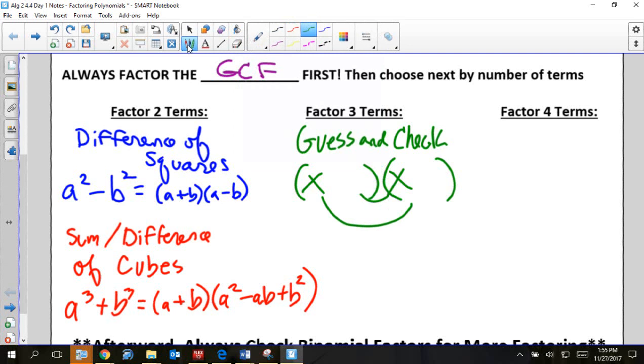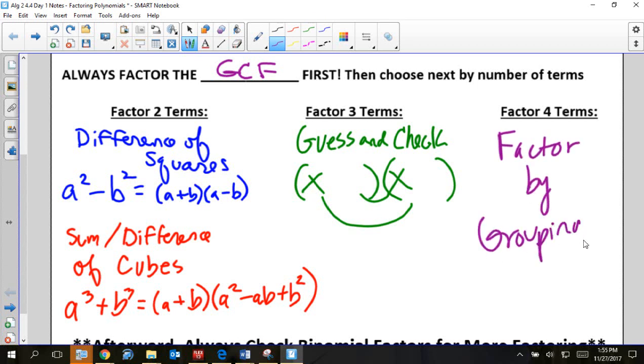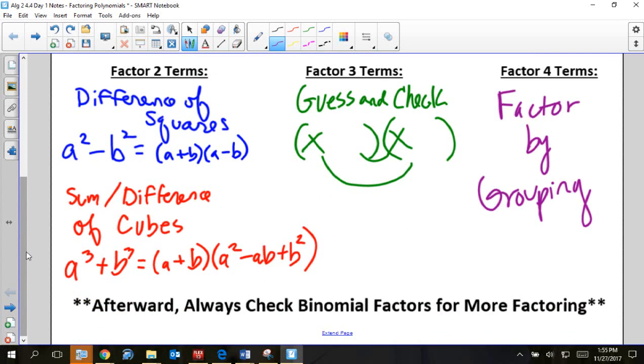Does anybody remember anything about factoring 4 terms? Into groups? Yeah, we're going to factor by grouping. And then after you factor these, anytime you get a binomial, for example, guess and check, we get 2 binomials. Anytime you get a binomial, you do need to check to see if the binomial factors factor further, which you will have today. More factors. Okay? Just always check.